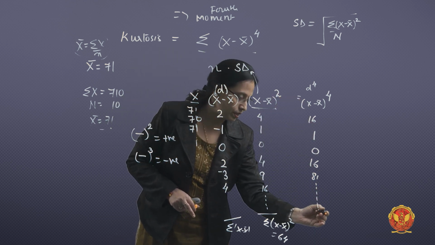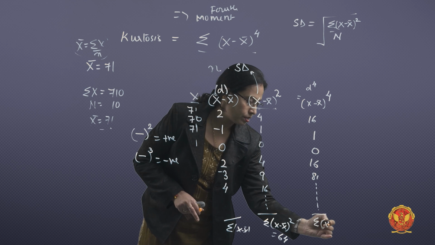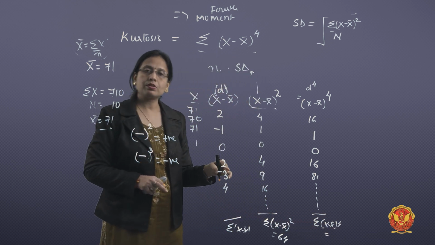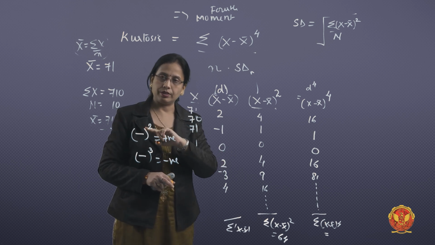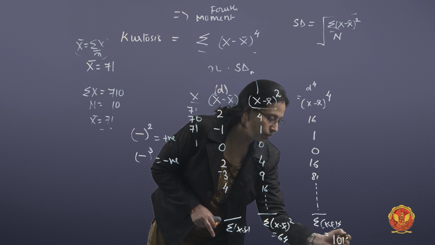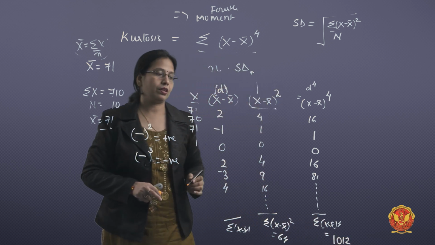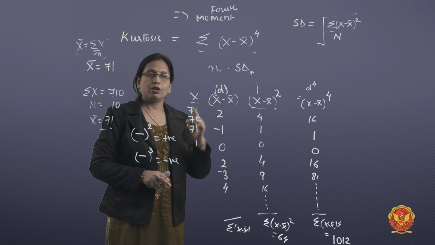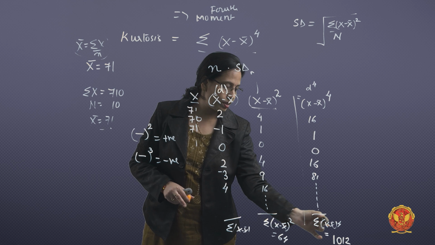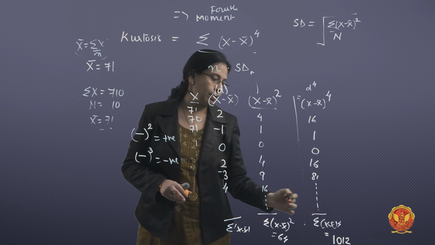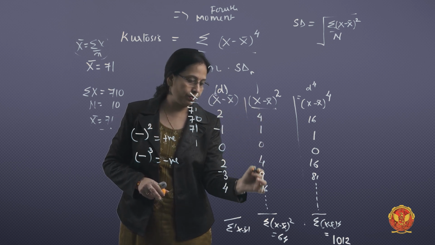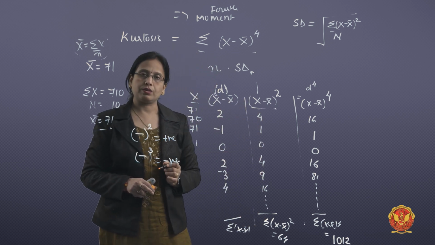Find out the sum of this column, because this will be used in the numerator while calculating the kurtosis. How much is it coming? It will come 1012. Do this exercise, check whether it comes 1012. This last column, the summation of x minus x bar to the power 4, and the summation of this column will be used in your kurtosis formula.